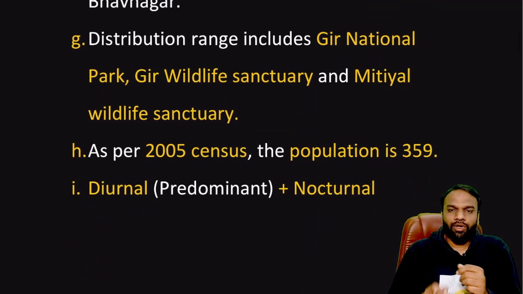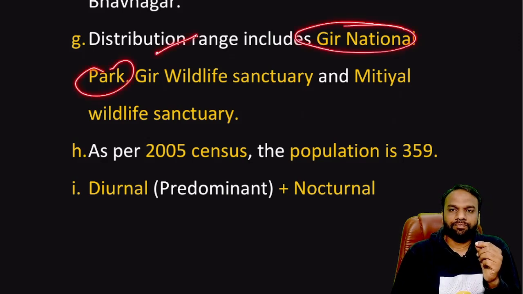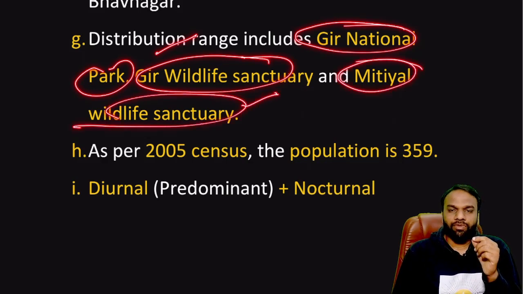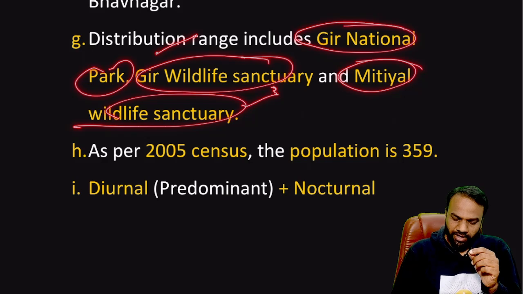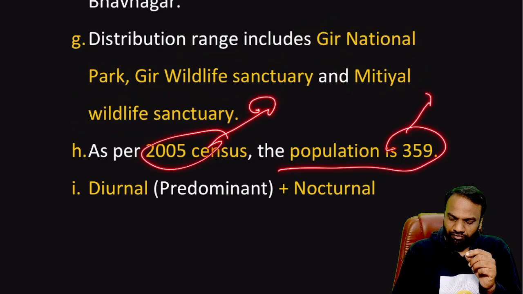Next, coming to the protected areas. In which areas do we find the Asiatic lion? We find the Asiatic lion in Gir National Park, in Gir Wildlife Sanctuary and also in Mitiyala Wildlife Sanctuary. All these protected areas are located in the state of Gujarat. So here we can find the species of Asiatic lion. Again, a very important point to note: as per the 2005 census, the population is around 359. So hardly 359 to around 360 individuals are surviving as per the 2005 census.